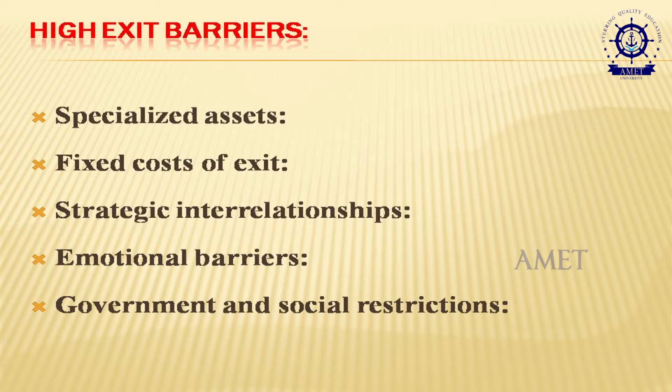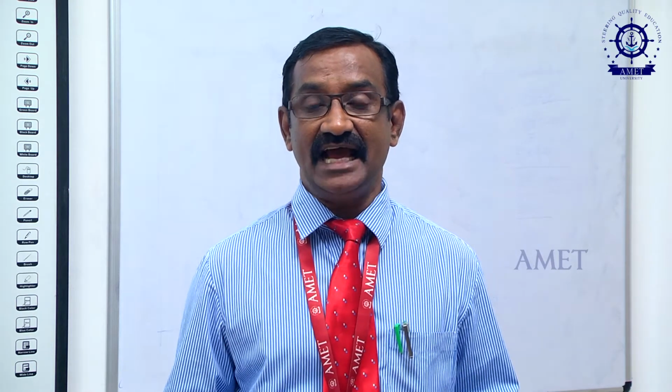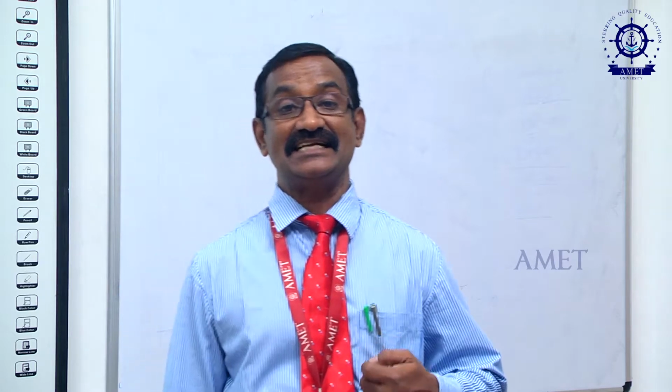The second one is fixed cost of exit. The machineries and other infrastructure facilities that the same organizations use to manufacture their commodity are not suitable for any other purposes. Whatever money the organizations have invested is called fixed capital. The third one is strategic interrelationship.